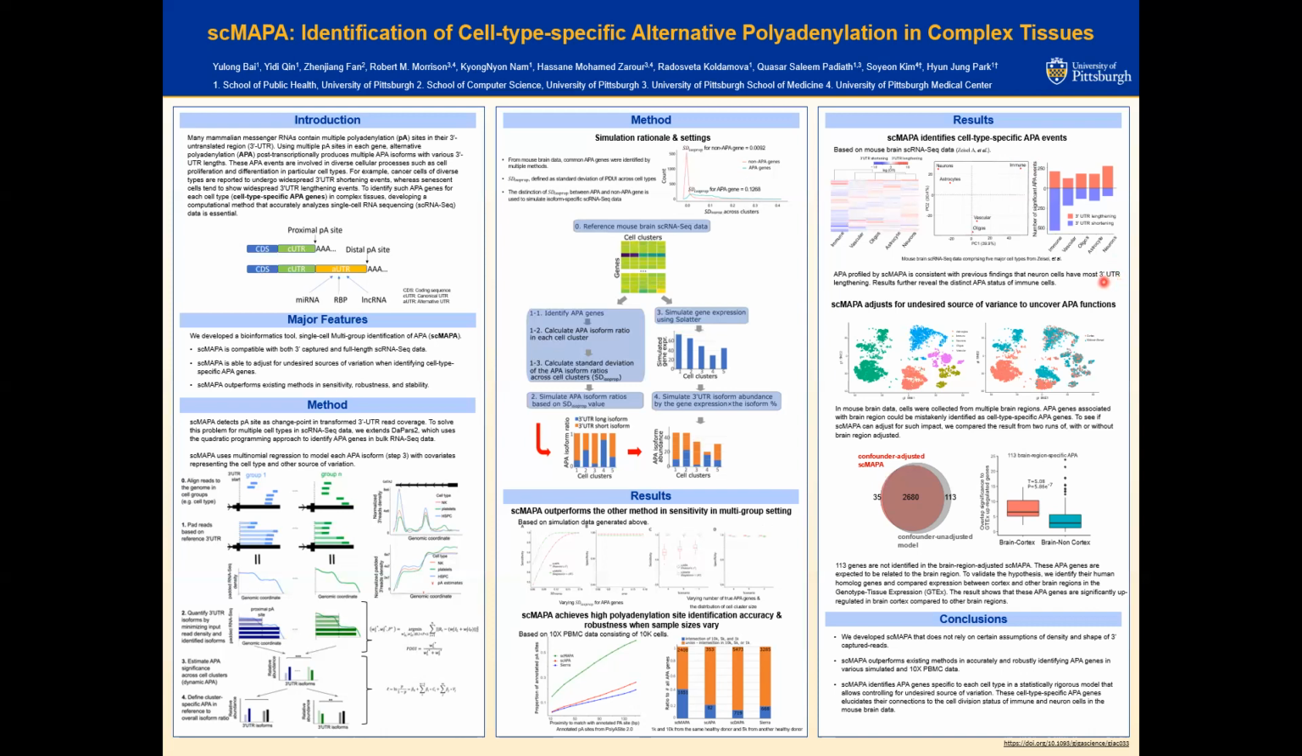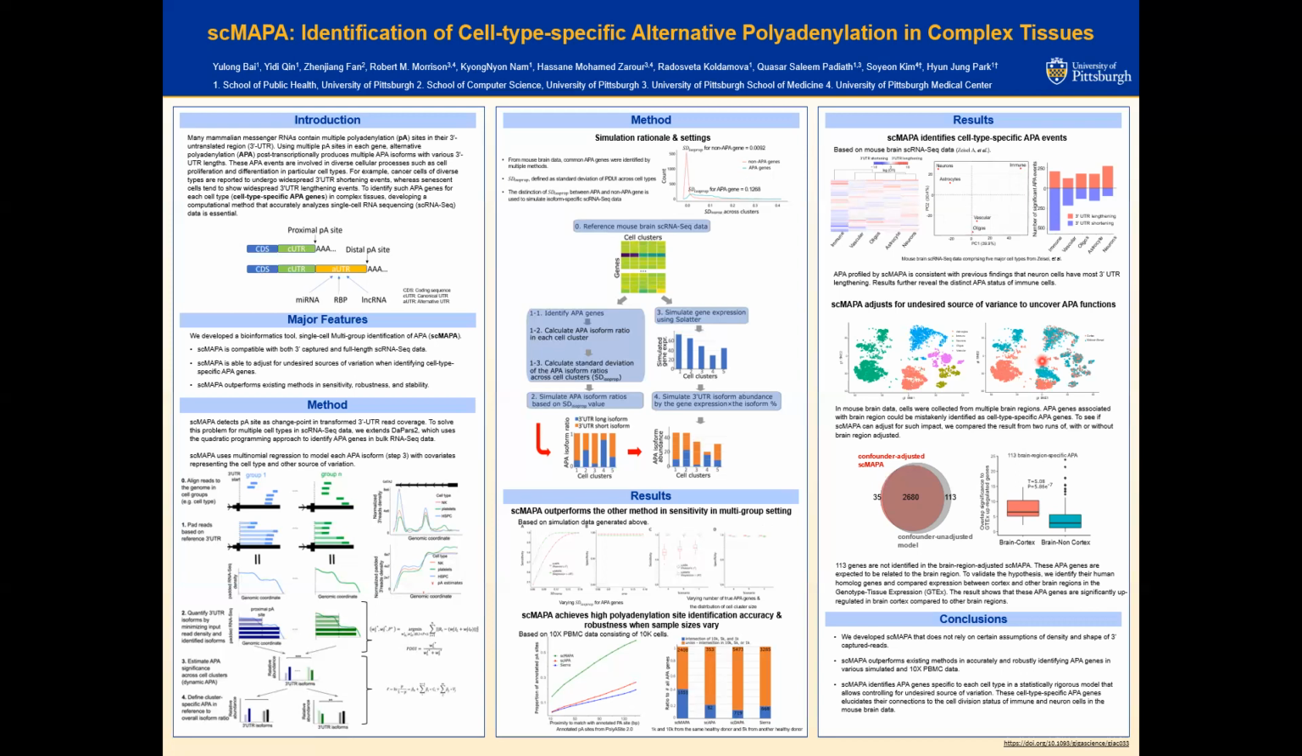In mouse brain data, cells were collected from multiple brain regions. As shown in the t-SNE plots based on the expression values, some cell types distributed evenly across brain regions, but in astrocytes and neurons, there are clear separation by brain region. So we suppose that APA genes associated with brain region could also be mistakenly identified as cell type-specific APA genes.